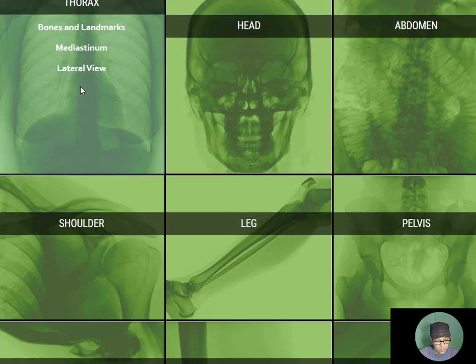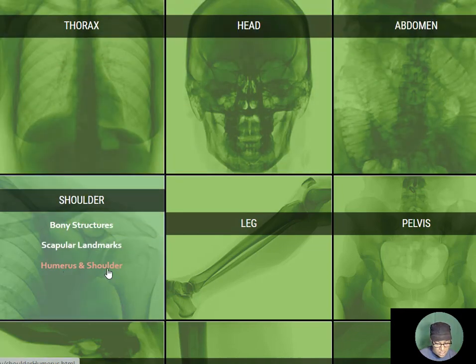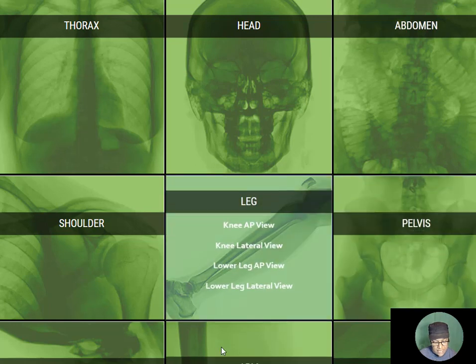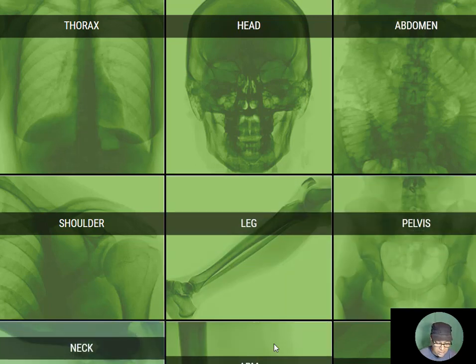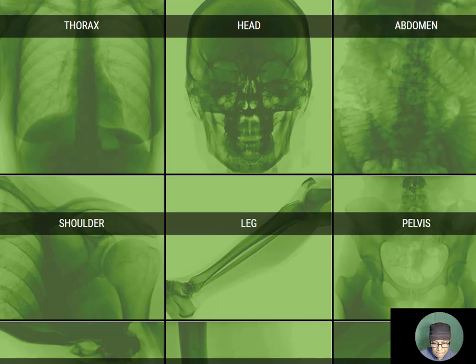I just went to the thorax, and I went to bones and landmarks. There's plenty there. There's the head, x-rays of the head, x-rays of the abdomen, shoulder, leg, pelvis, and it's giving you all the bony structures, the neck, the back, the arms. So have fun with that.